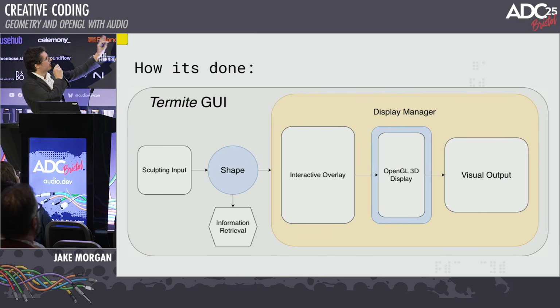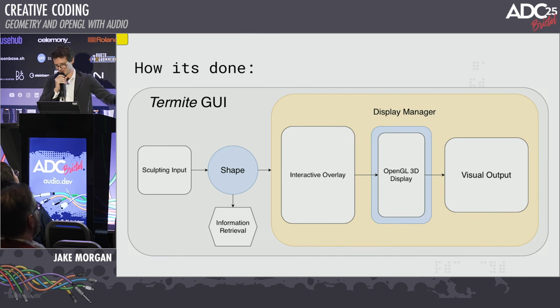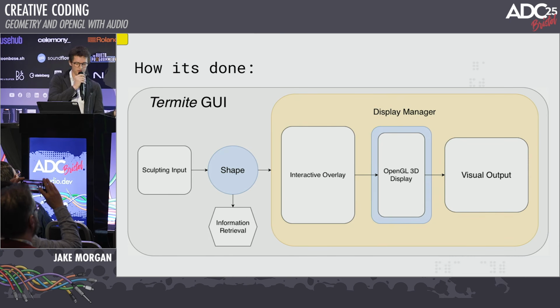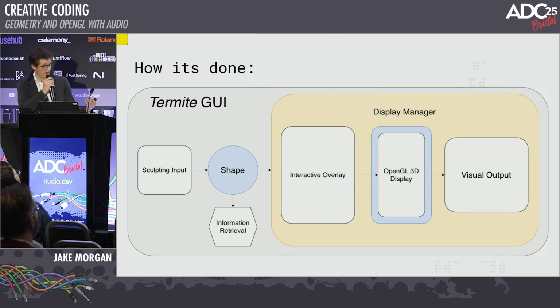Again, sculpting input, shape, information retrieval, don't worry about it. Display manager, awesome. We're going to have an interactive overlay. We're all familiar with this. We have the plugin editor. We're going to be allowing maybe a user to upload their own Blender file, OBJ, maybe actually sculpt the shape in real time, changing the audio, changing the shape. And we're going to need OpenGL here.